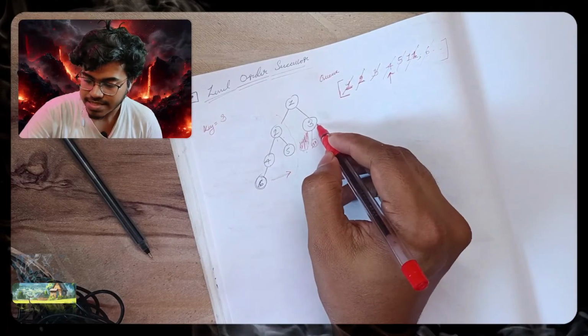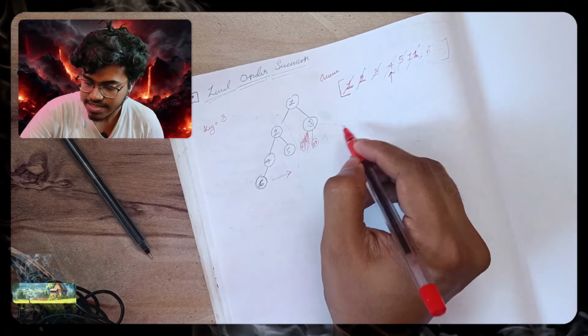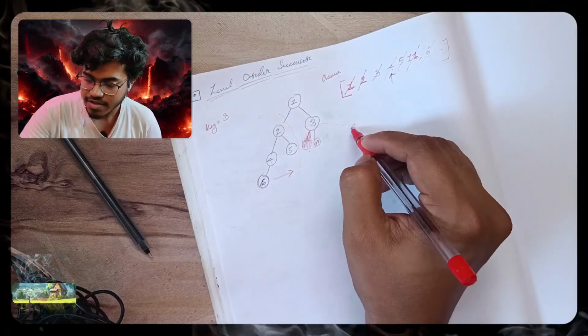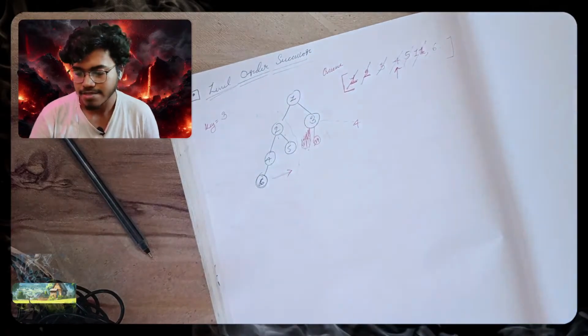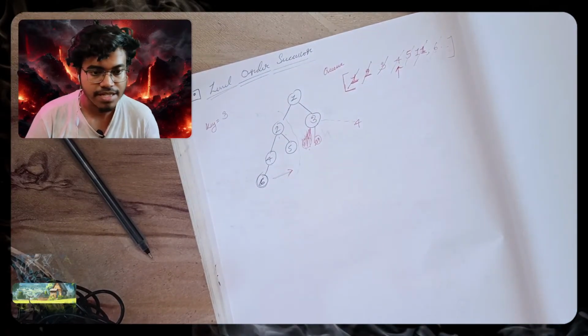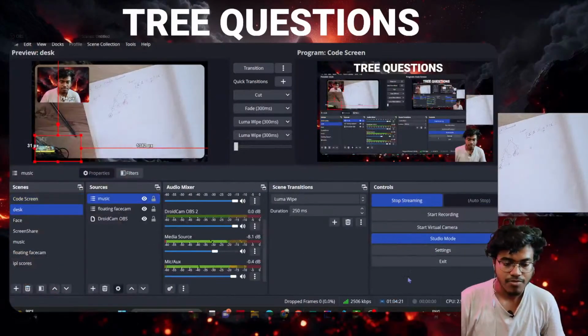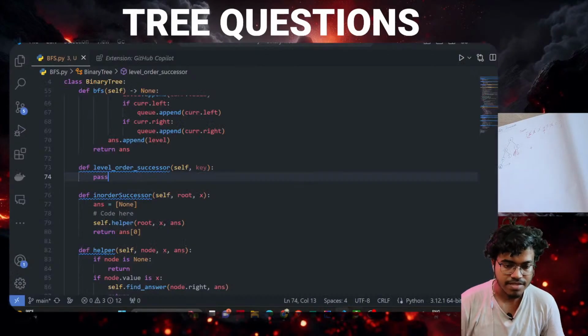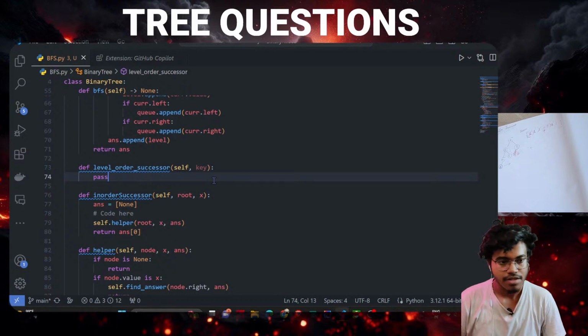When we do level order traversal or BFS traversal, breadth first search traversal, for 3 we know that 3 has a successor, which is 4. This simple question was asked by Google as per Kunal Kushwaha. So we will do that.